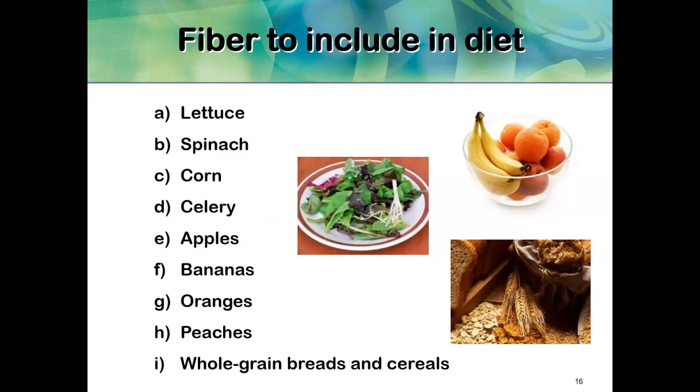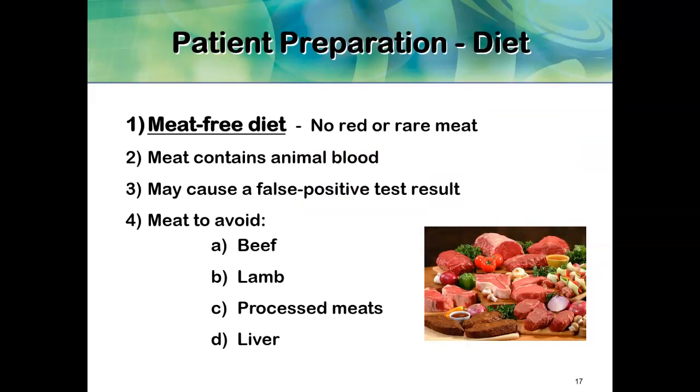Some of the best fibers to include in a patient's diet, before and during the test, would be lettuce, spinach, corn, celery, apples, bananas, oranges, peaches, and of course, again, whole grain breads and cereals. And again, the diet should be meat-free, meaning no red or rare meats, because it contains animal blood, which could give a false positive for the fecal occult blood test results.